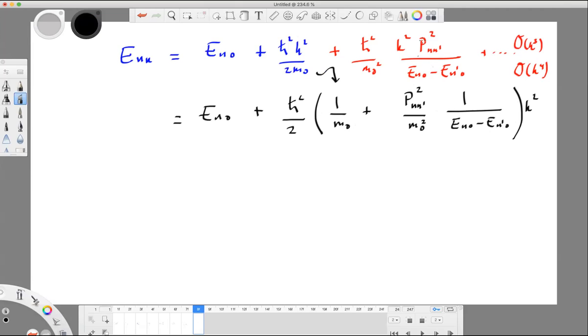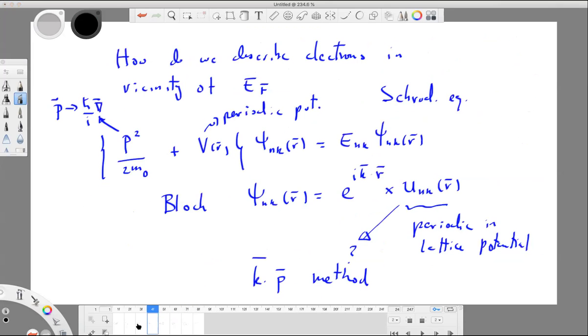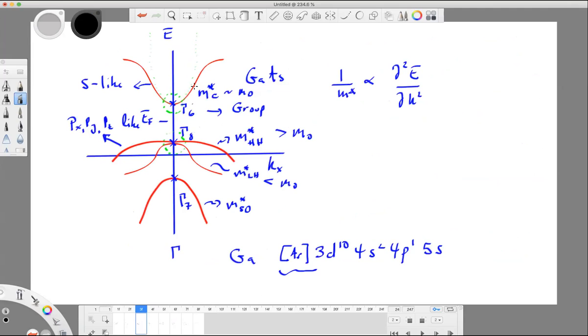Here I'm making an assumption. I'm going to assume that the bands are isotropic. This means that if I rotate this drawing around the energy axis, so we go, for example, to the kx direction and the kz direction, this is going to be isotropic. This is going to be the same picture.